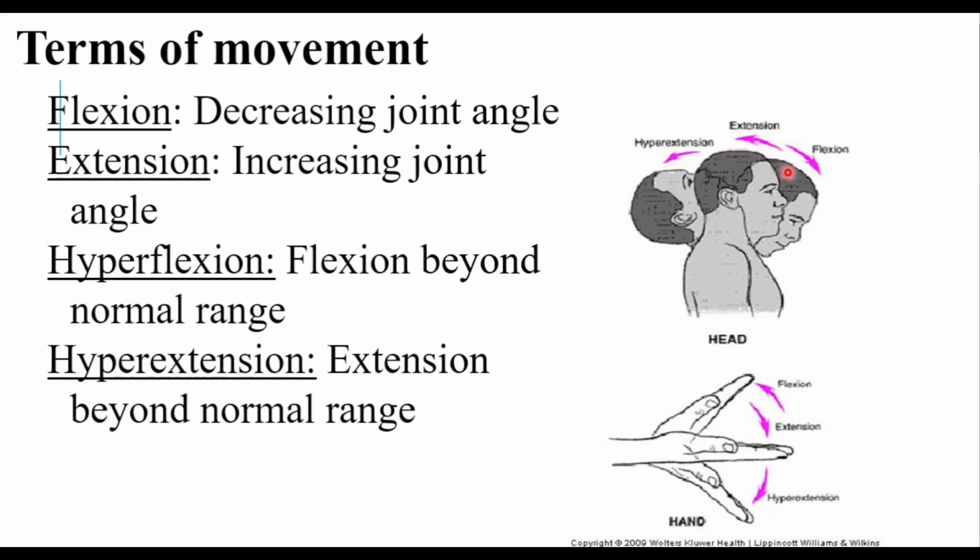So flexion is bringing the head, for example, the joints in the head. So when you bring your head down, that's flexion. Extension is taking it up. But when you now look at the ceiling, that is hyperextension. So those are some terms of movement.